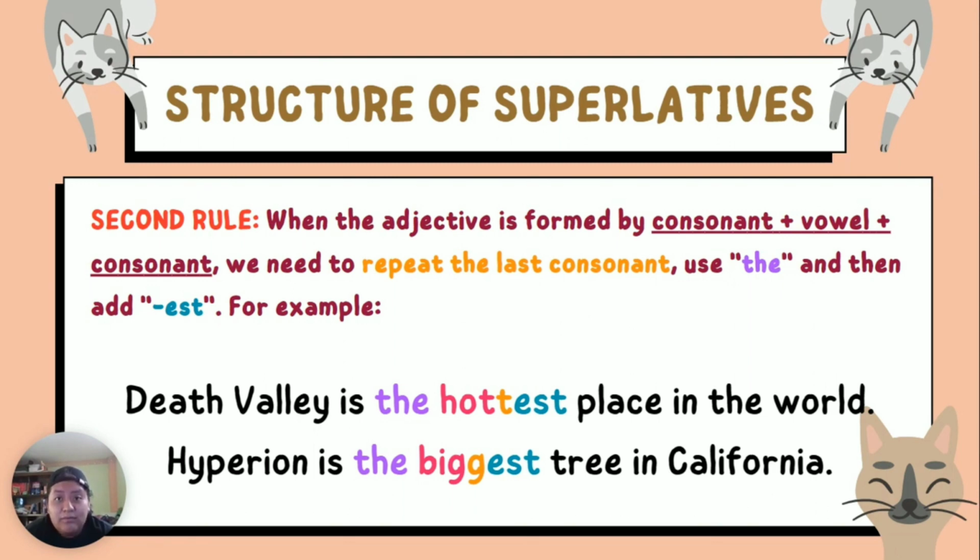Next example, Hyperion is the biggest tree in California. The biggest tree in California. The adjective is big, B-I-G. We need to repeat the G and add est, and then use the biggest.